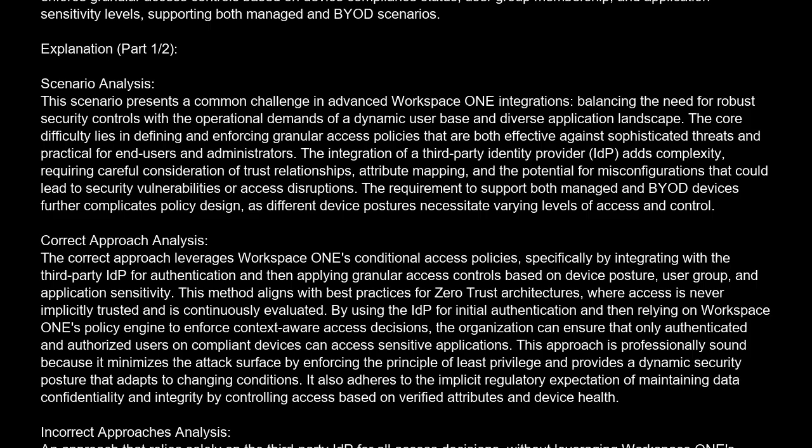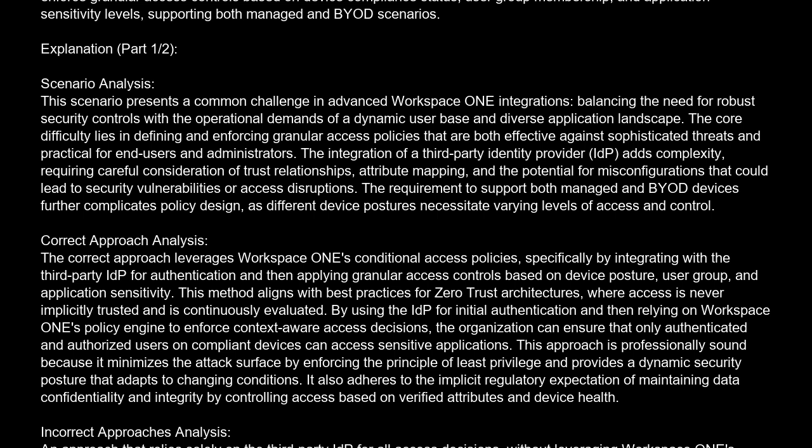Explanation. Scenario analysis. This scenario presents a common challenge in advanced Workspace ONE integrations, balancing the need for robust security controls with the operational demands of a dynamic user base and diverse application landscape. The core difficulty lies in defining and enforcing granular access policies that are both effective against sophisticated threats and practical for end users and administrators.